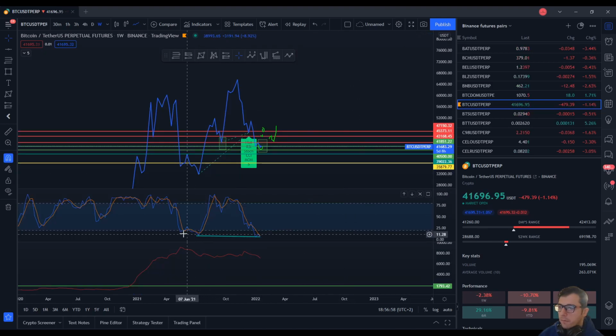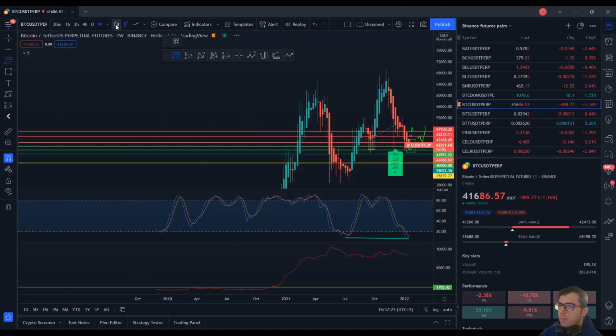Also, we have a hidden bullish divergence on the stochastic. It's oversold, but we need to see the lines cross over and then go above oversold to be confirmed. We haven't seen any confirmation yet, and that's how I see the market.